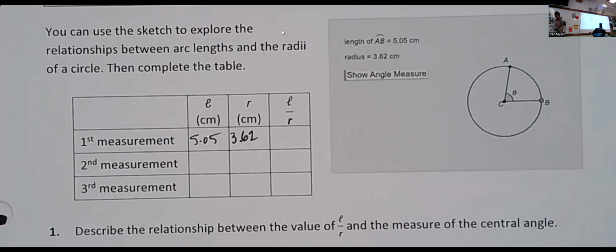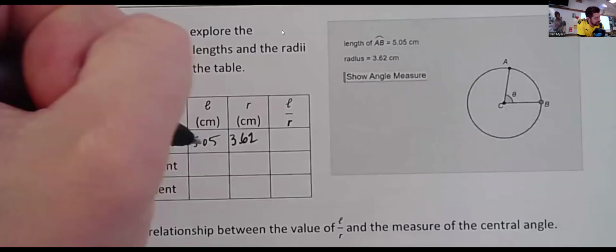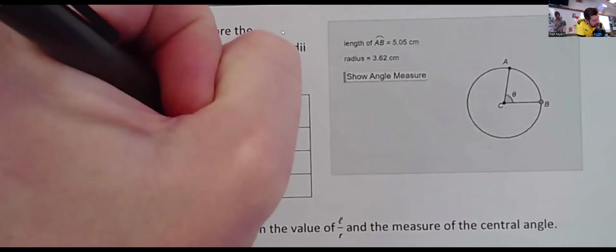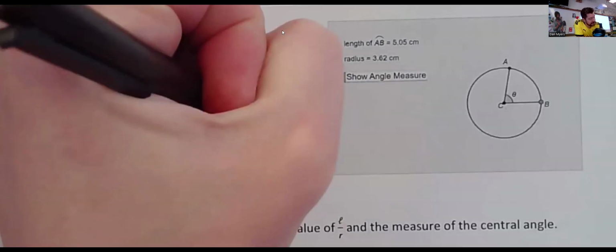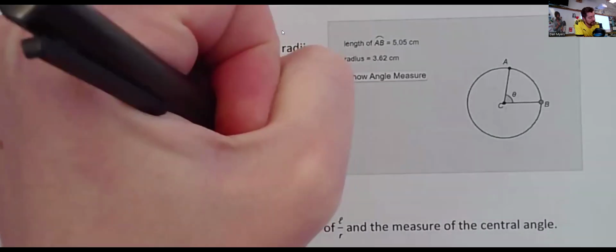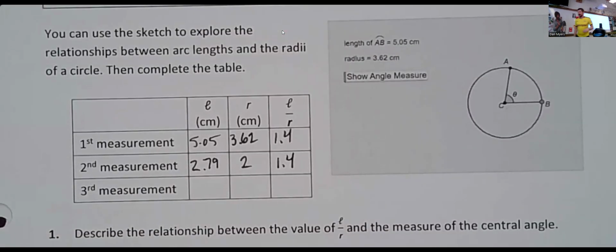We're going to get 2 more measurements because it says there's 3 measurements here. The first measurement is just the one that's built in, this one here. But in order to get more measurements, we actually have to change things. So let's make this one a little bit smaller. So for the second measurement, write in 2.79 for the length, and write in 2 for the radius. And then do the division, what do you get? 1.4, all right. And for the third measurement, you probably at this point know what the division is going to equal, right? Probably going to be 1.4.